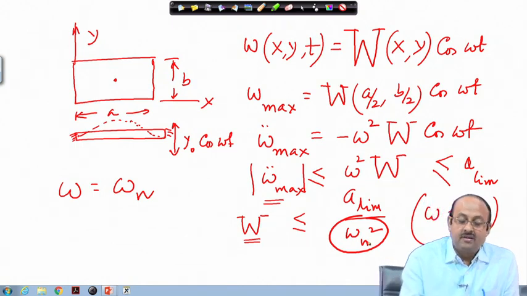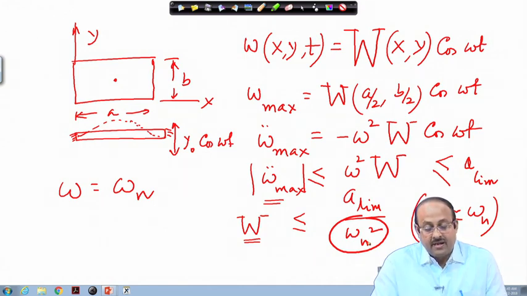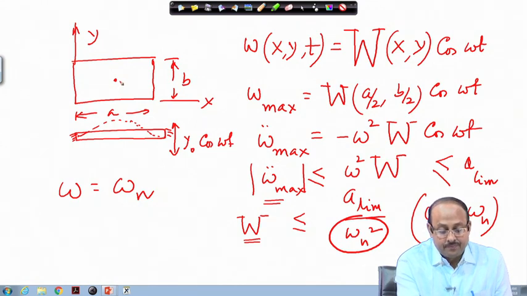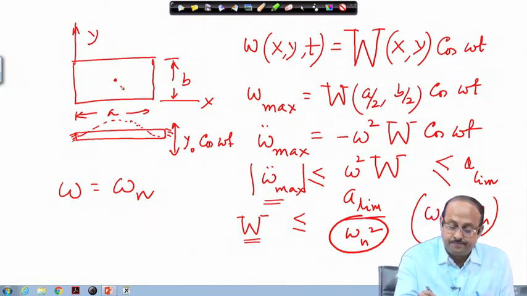We will have to find out certain strategy, certain structural modifications by which the omega n, that is the natural frequency, becomes quite high.